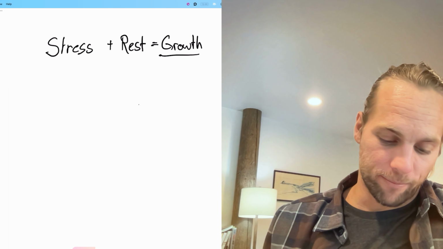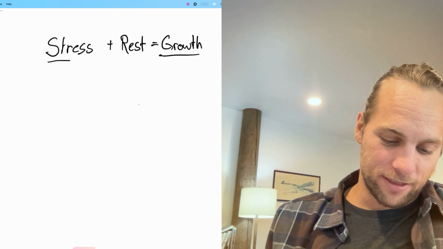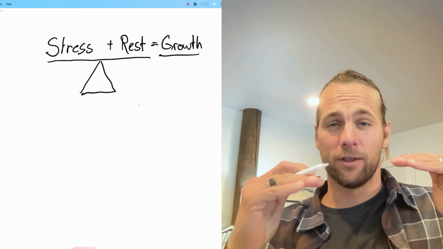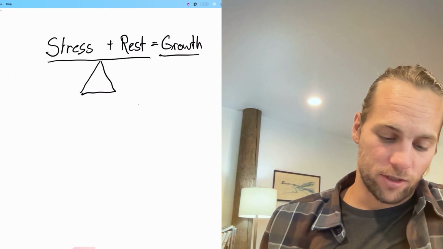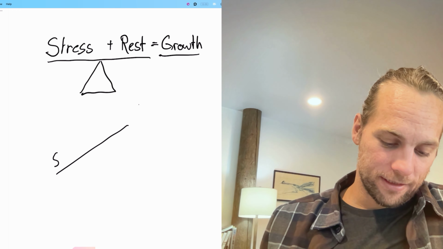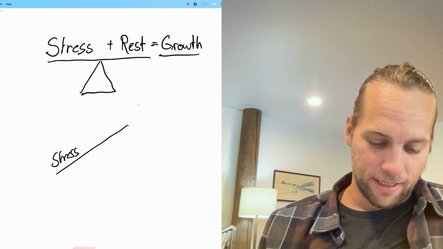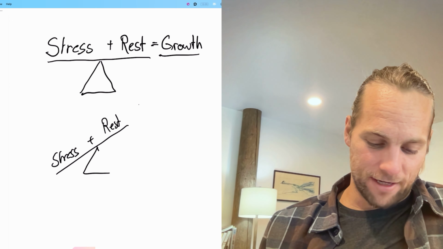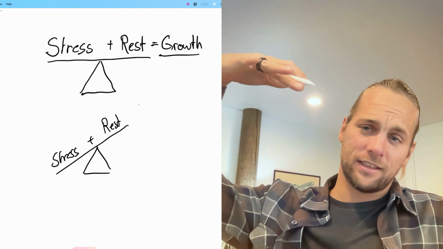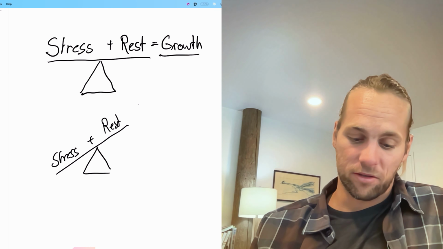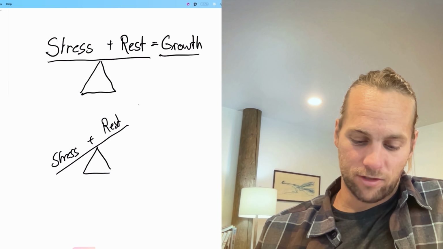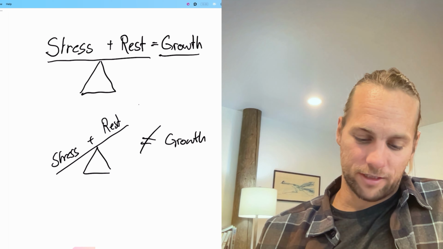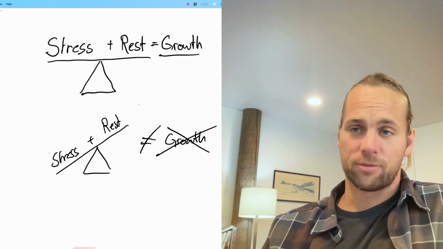So here's the problem. This is actually like a swing. It needs to be equal so that you get growth out of this. What a lot of people do, sadly, is use stress and not enough rest, and that doesn't get anything out of it. So you're just going to be stressed and slip down a slippery slope, and there won't be any growth. This is unequal. So this is really no growth and just burnout.